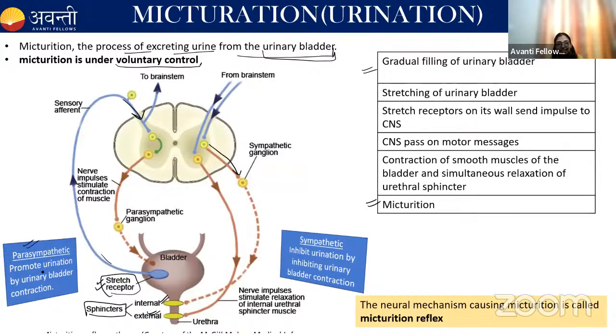The parasympathetic system, which is active when the body is in the relaxed state, promotes urination by urinary bladder contraction. The sympathetic system inhibits urination by inhibiting the urinary bladder contraction.